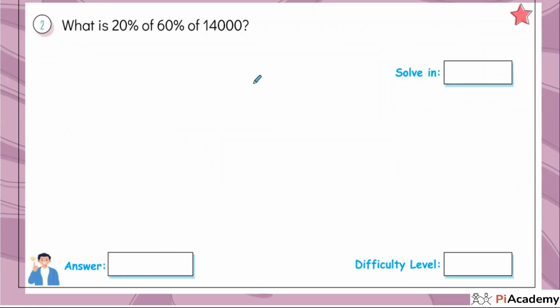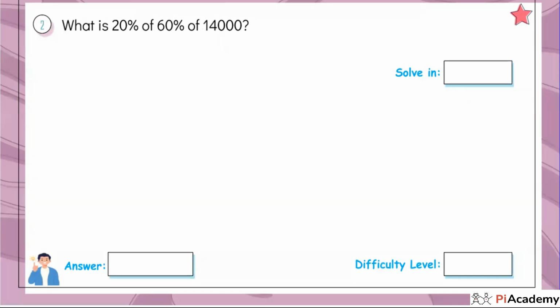Khushi, do you want to read this question? Please read this. What is 20% of 60% of 140,000? Okay, excellent. Thank you, Khushi.